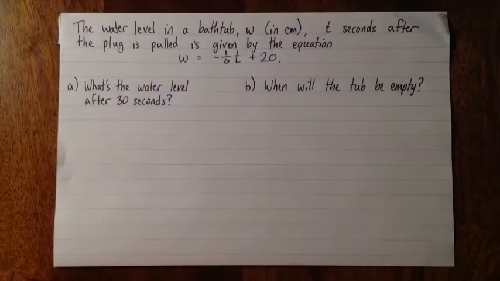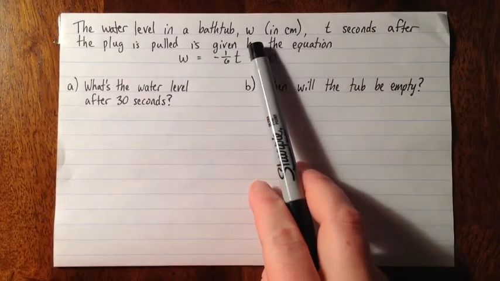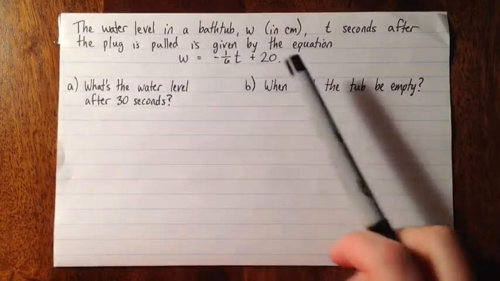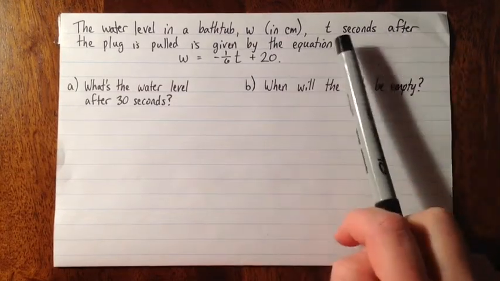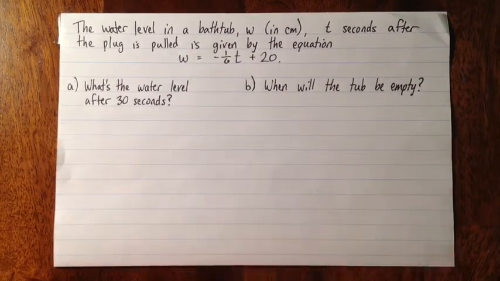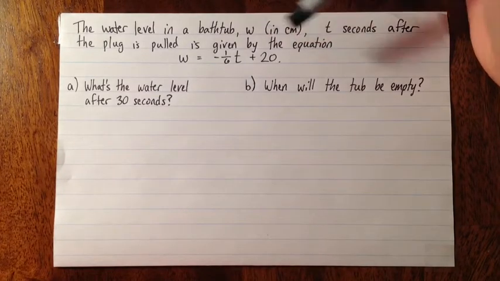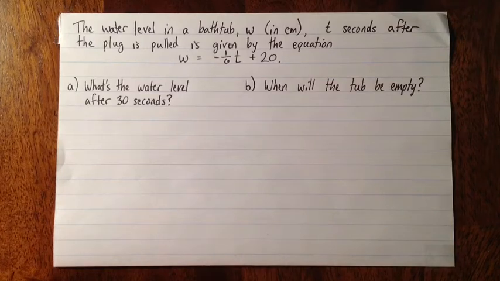Hi. In this video, I'm going to show you an example of how to use a linear equation to solve a problem. So here's an example of a problem. We know that the water level in a bathtub, and so we're going to call that W for water level, and that's going to be in centimeters, T seconds after the plug is pulled is given by the equation W equals negative 1/6 T plus 20.